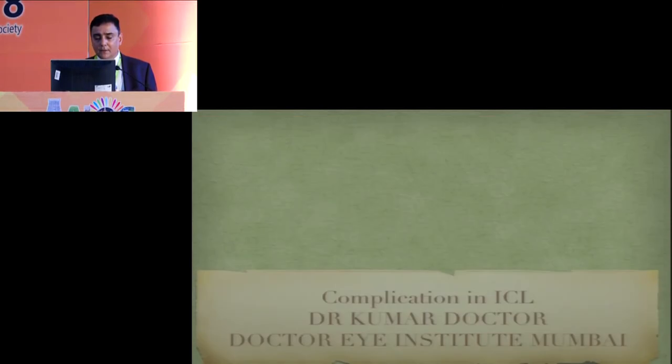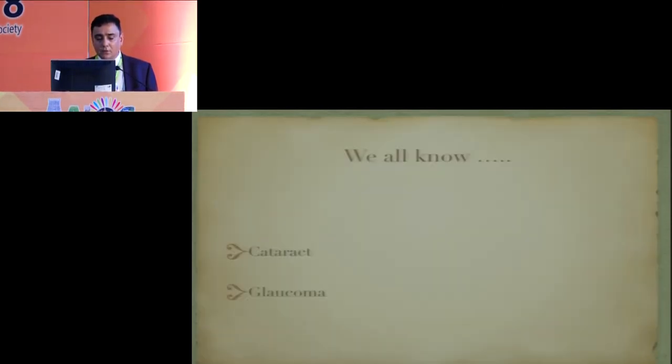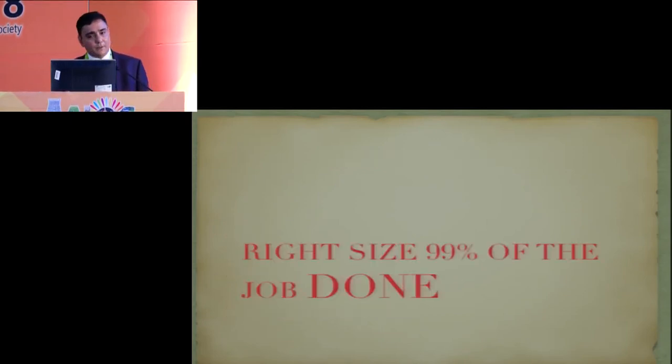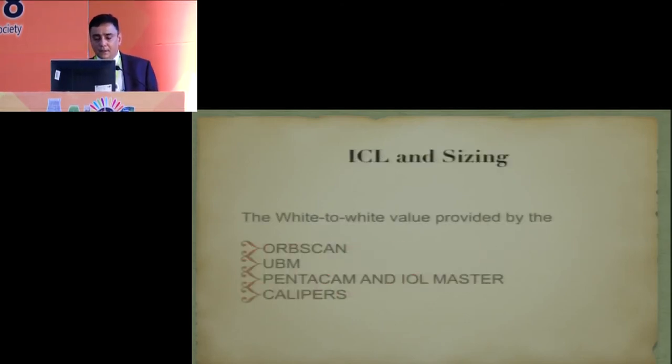Coming to ICL, what are the complications? As you all know, there is cataract and glaucoma, but this all has to do with sizing. Sizing is 99%. If you have the right sizing, your job is done well and is quite easy. I'll show you some examples. The sizing can be done by OPD-Scan, UBM, Pentacam, IOL Master or caliper, depending on what you have.